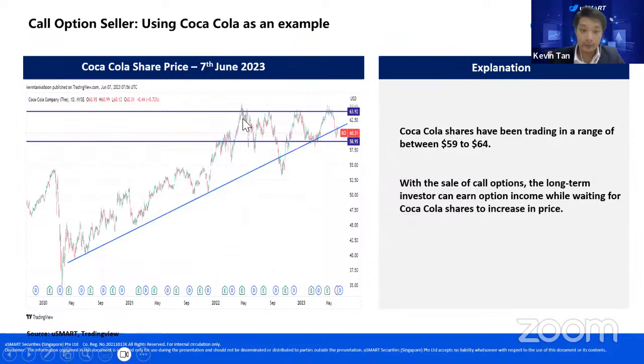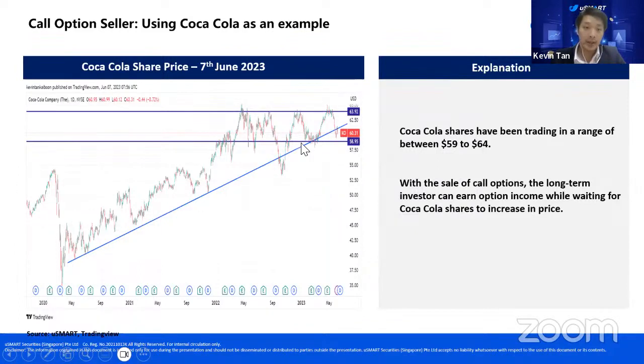So it has been going up, going down, going up, going down, going up, going down, and it has difficulty breaking past this $64 price level. Now, if you are a buy and hold investor during this period, assuming you enter the trade somewhere here, for the next few months, you would actually end up with very little return during the year.